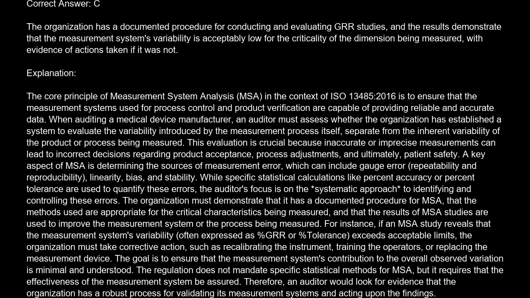For instance, if an MSA study reveals that the measurement system's variability, often expressed as percent GRR or percent tolerance, exceeds acceptable limits, the organization must take corrective action, such as recalibrating the instrument, training the operators, or replacing the measurement device. The goal is to ensure that the measurement system's contribution to the overall observed variation is minimal and understood. The regulation does not mandate specific statistical methods for MSA, but it requires that the effectiveness of the measurement system be assured. Therefore, an auditor would look for evidence that the organization has a robust process for validating its measurement systems and acting upon the findings.